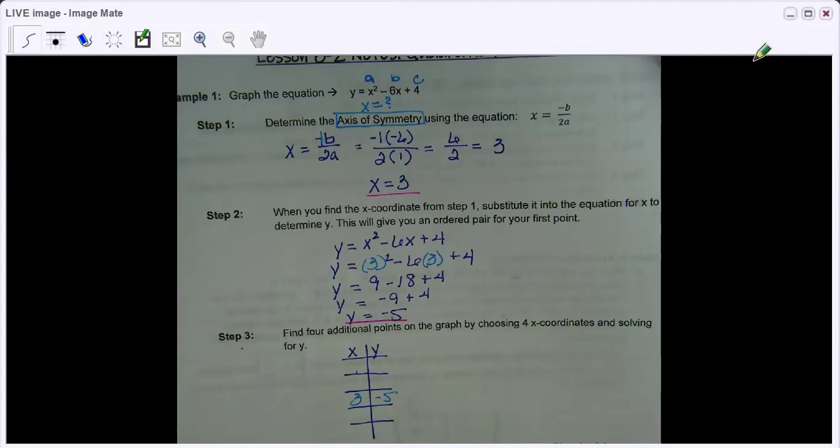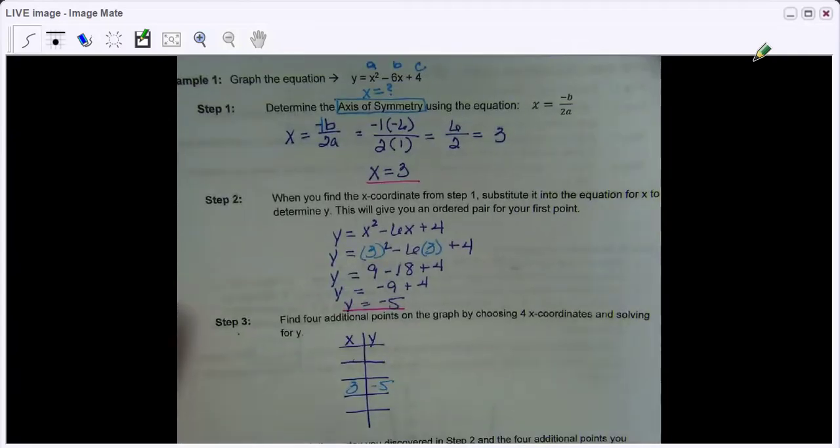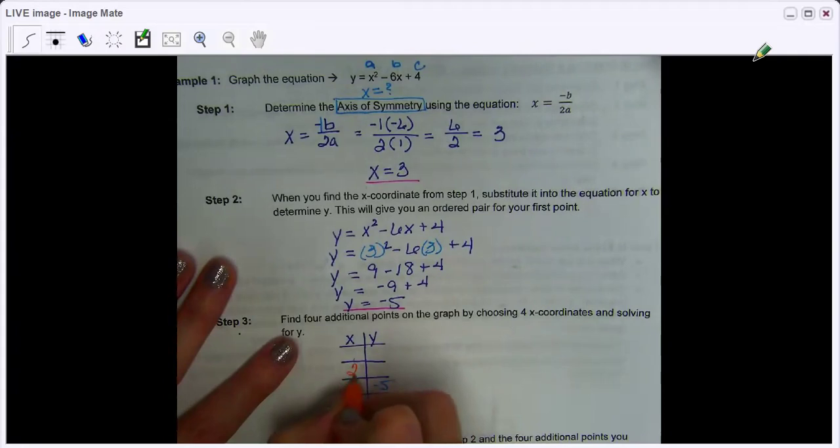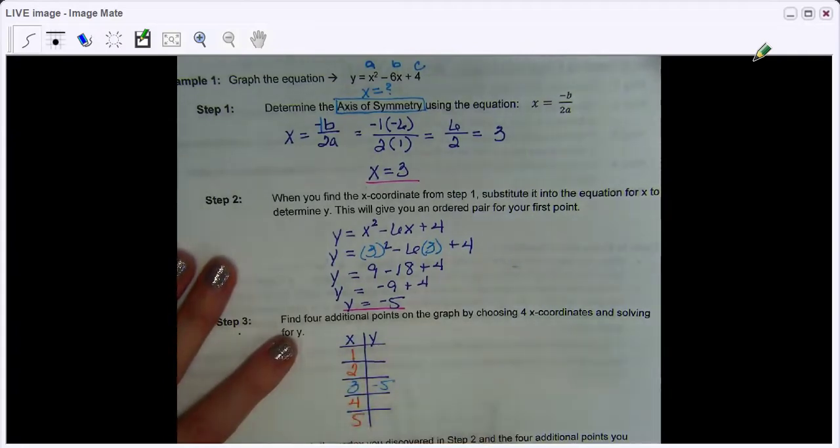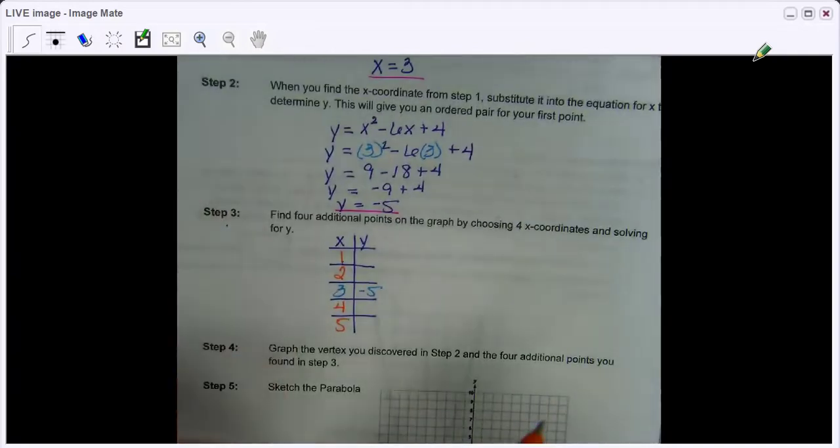So then what I do is I choose 2 points above it and 2 points below it. So I'm going to choose 2 and 1 and 4 and 5. All right. So then what I do with those is I plug those into the x of the equation and solve for my y's. So I have my ordered pairs.